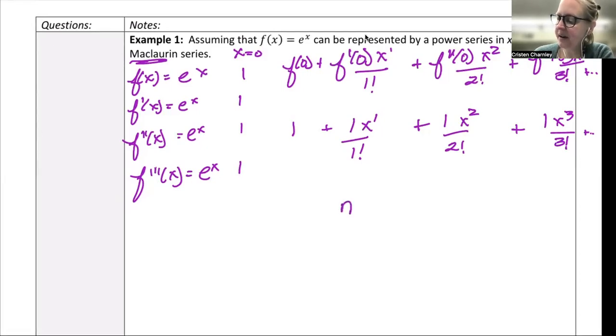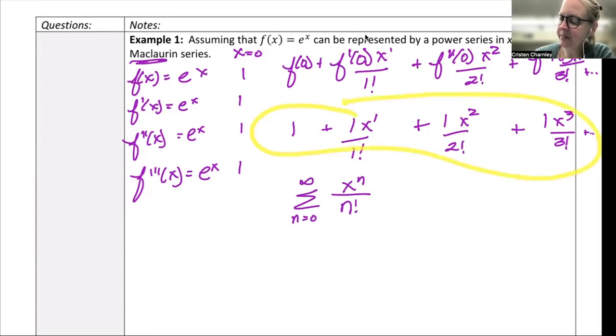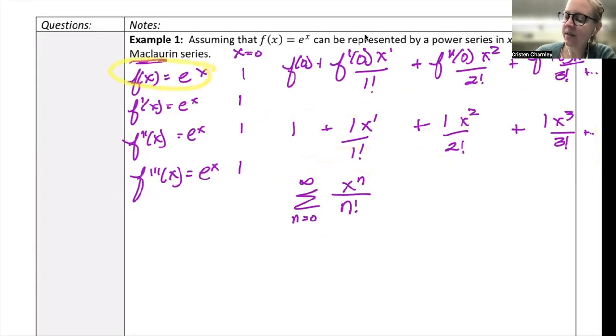This would be n factorial in the denominator and x to the n in the numerator. I put this series notation in the front. This starts at 0 and goes to infinity. So this piece up here is the expansion. This is the series representation. And you can replace e to the x with all of that. So just kind of keep all this in mind.